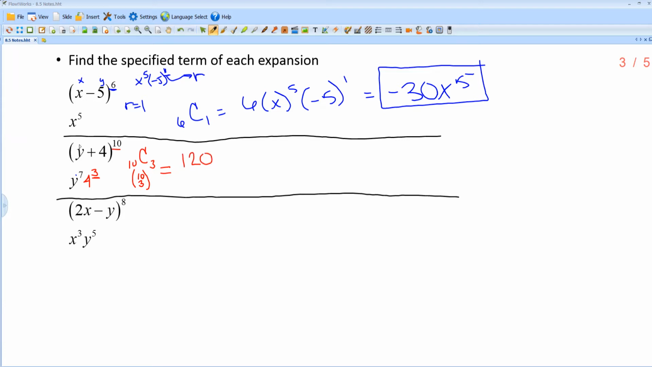And then you account for any changes that were happening here. So this is y to the 7th and 4 to the 3rd. Now 4 to the 3rd is going to give me 64 times 120 is going to give me 7,680 y to the 7th.